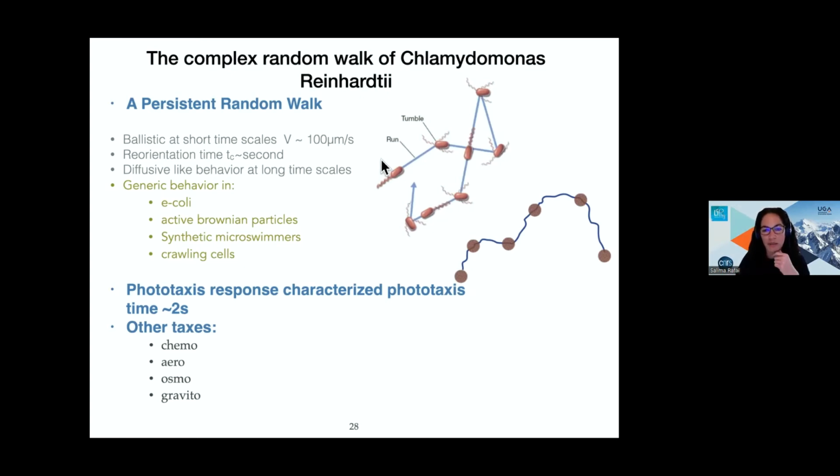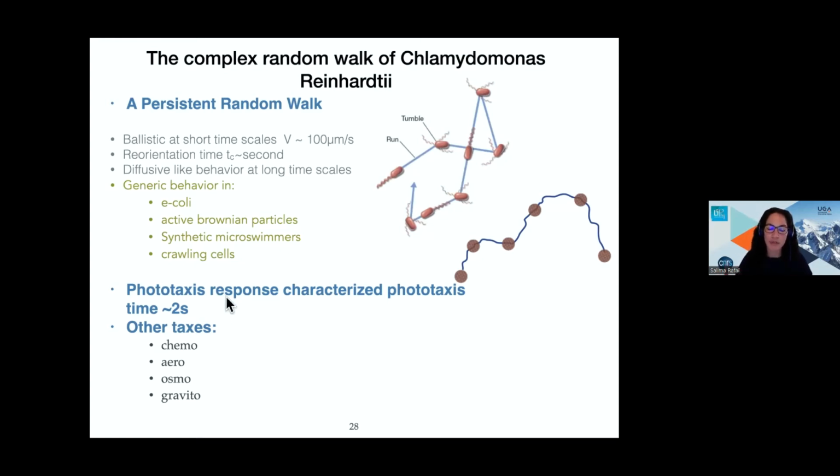The microscopic dynamic can be recovered in bacteria or in synthetic microswimmers in the model of active Brownian particles too, or even crawling cells. So we can use this experimental system to be quite generic for many systems.